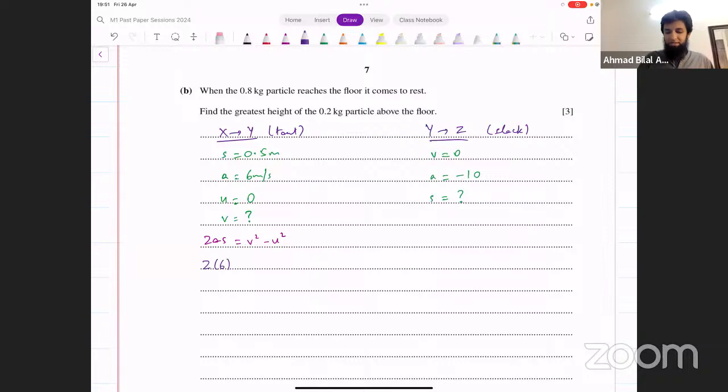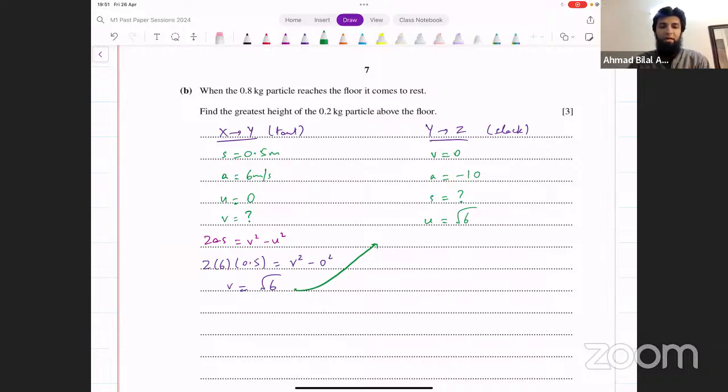2 into 6 into 0.5 equals v squared minus 0 squared. And that gives you v equals under root of 6. This is the velocity at the point Y. If this is the velocity at the point Y, that is the initial point here for the second part. So the initial velocity here would be square root of 6.